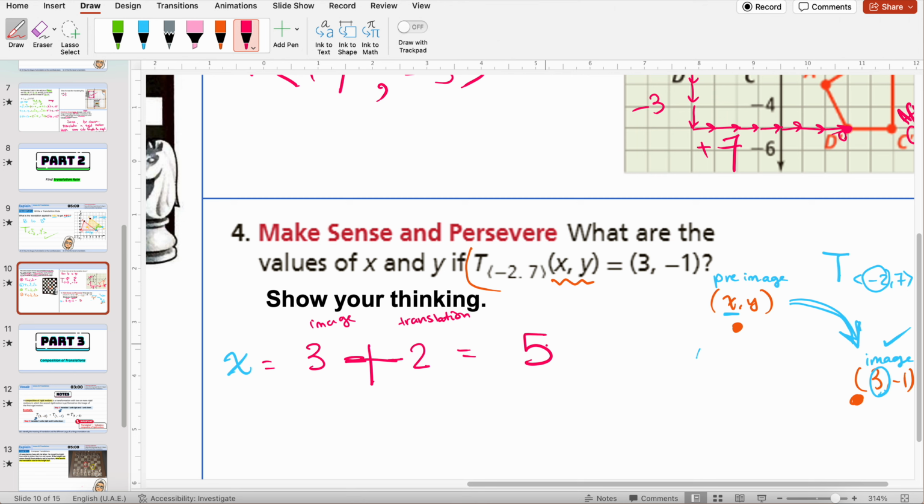How can I check if I found it correctly? Check here. 5, if I do negative 2 on it, am I going to get 3? Yes. 5 minus 2 is 3. This is how I checked it 1 second ago.